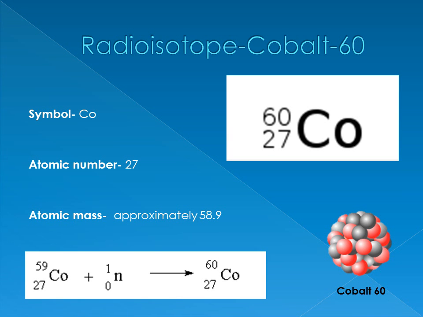Cobalt-60 is not a naturally occurring isotope. It is made using a stable isotope known as cobalt-59. This is done through nuclear activity when one neutron is added to cobalt-59, therefore making the artificial radioisotope known as cobalt-60. The symbol for cobalt is a capital C and a small o. Its atomic number is 27 and atomic mass is approximately 58.9.